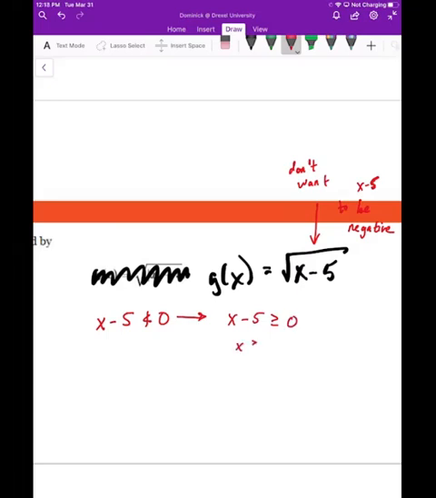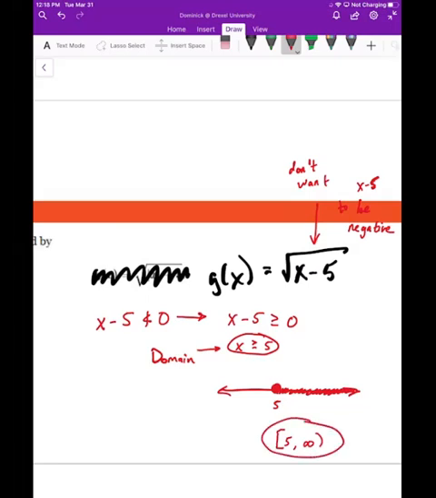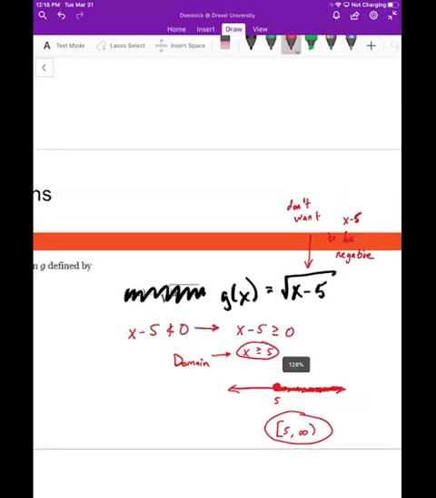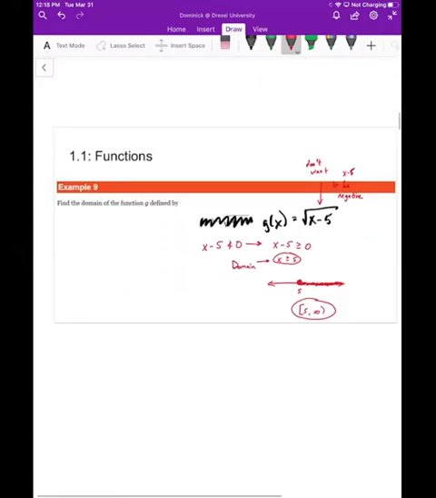Right? So when is this true? We'll add the 5 over. And this is true when x is greater than or equal to 5. Right? So that would be one way you could say the domain. And again, what's the more sophisticated way of saying this? Well, whenever it's greater than or equal to 5, we would have a closed circle on 5, and then any number above it. So in interval notation, we would bracket this 5 and take it out to infinity. So that would be another way we could say that. Okay, so those are a couple examples of finding some domains.